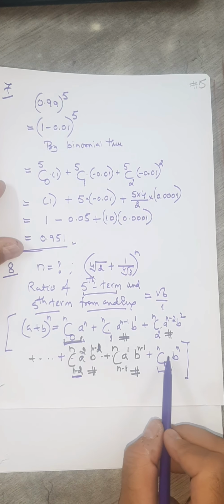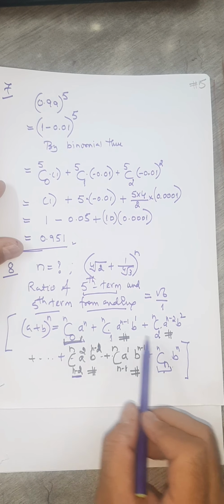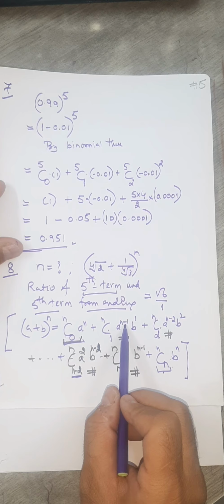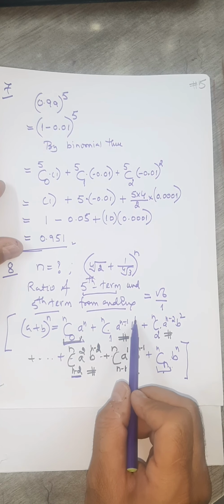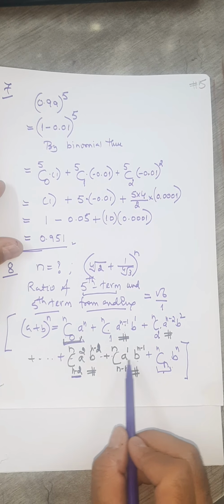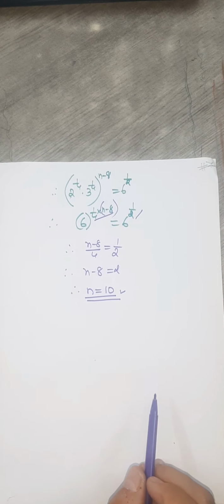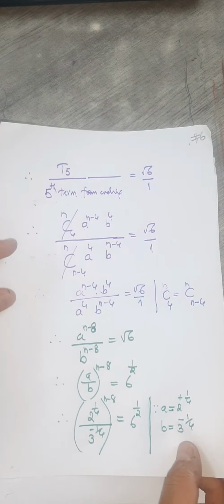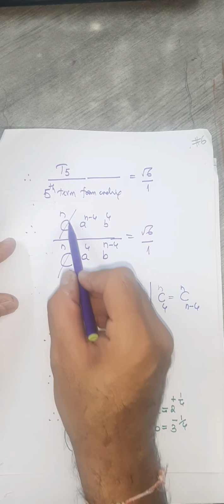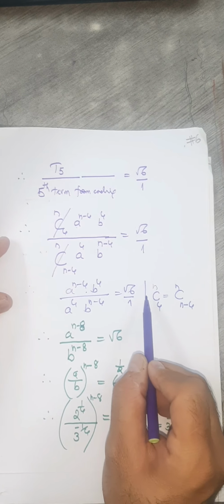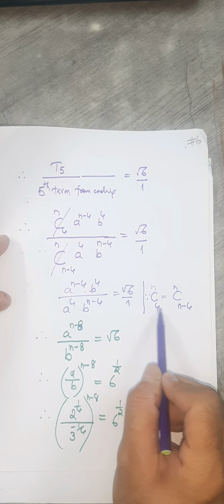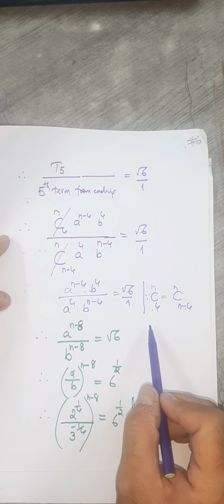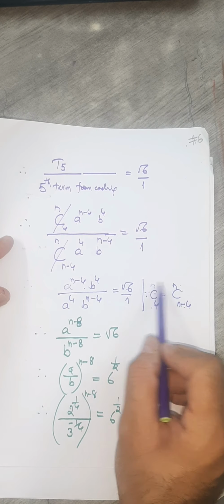Here you have a raised to n, b raised to 0. Here a raised to 0, b raised to n. Here power of a is n minus 1, here power of b is 1. You see, powers get interchanged. With that concept, we have just written these two, remember. So NC4 is same as NC n minus 4. Why are these two equal? Because the sum of these two is the above number. You can just notice, add these two, you get the above number.